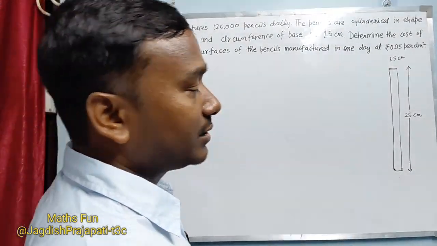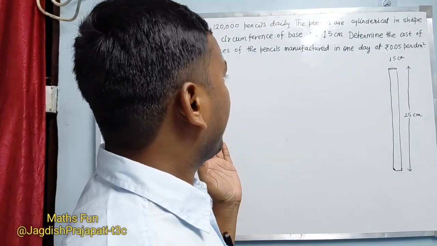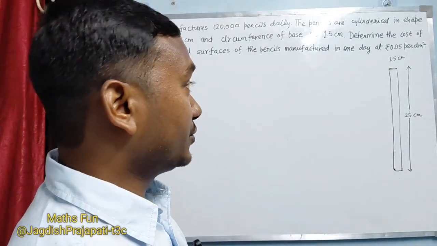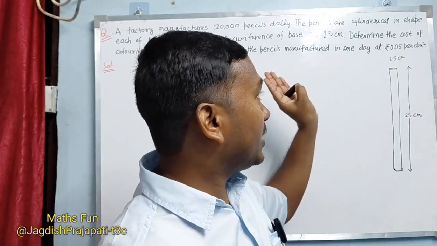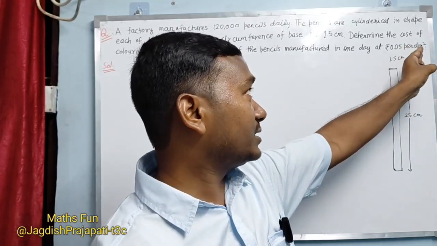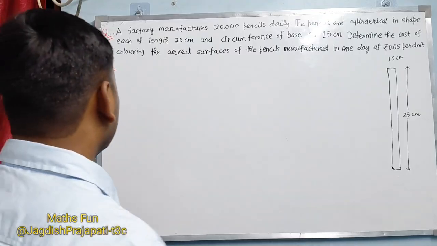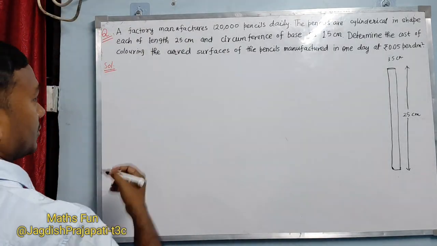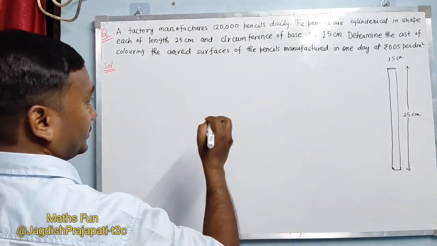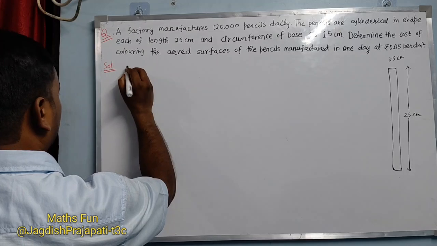Because we have to find the cost, it is not related to area or volume. So either we can convert the area into square decimeter, or we can convert this square decimeter cost into square centimeter or square meter. Let us first find the curved surface area of one pencil.